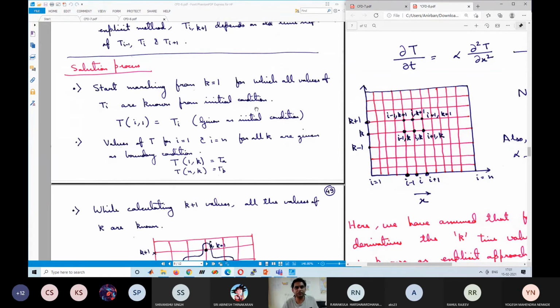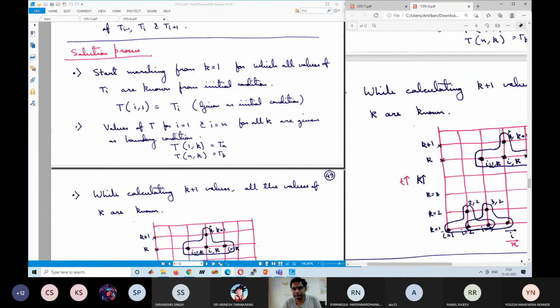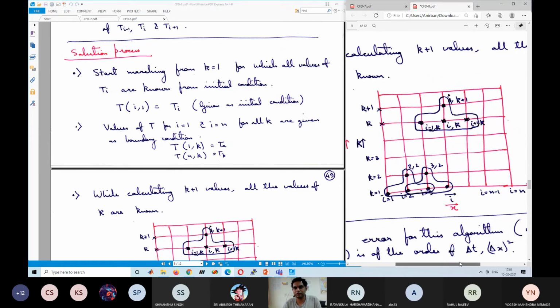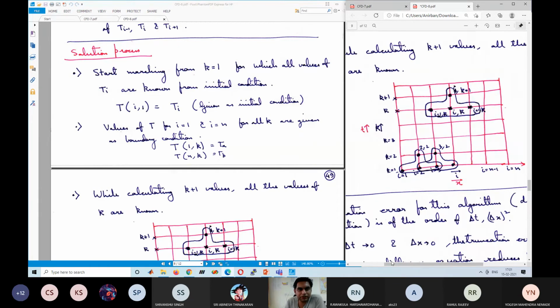So what is the solution process now? Let me open another diagram. Solution process. So what are the known values? Let us first try to understand what are the known values. Initial condition. So what is the initial condition in this diagram? Which points are the known values based on initial conditions? The temperature at which points will be known based on initial conditions? What is the meaning of initial condition?